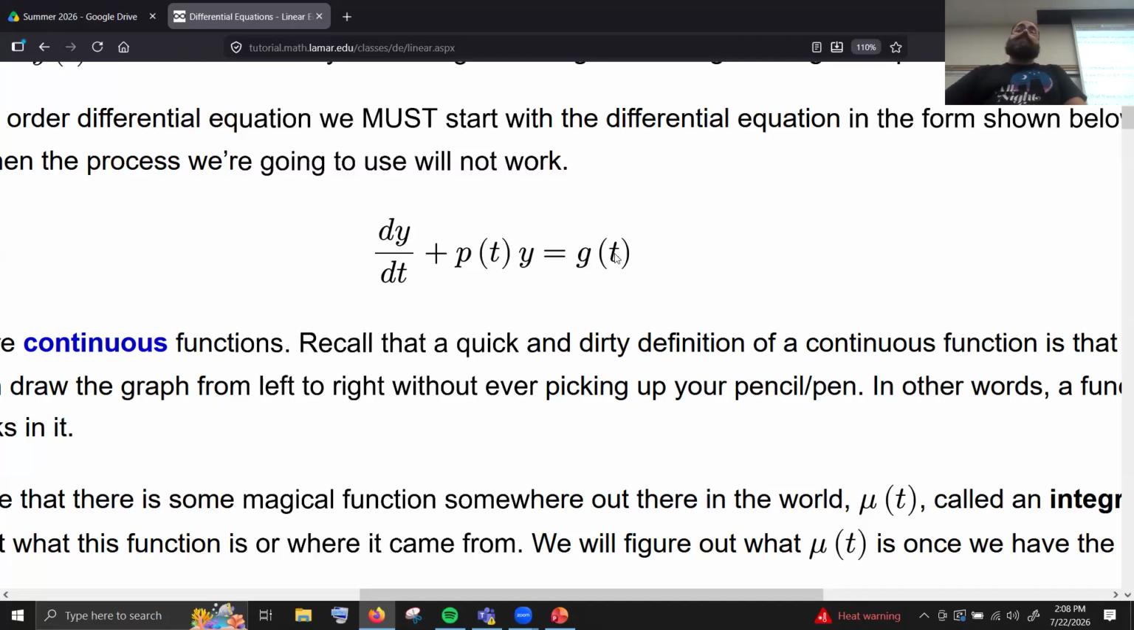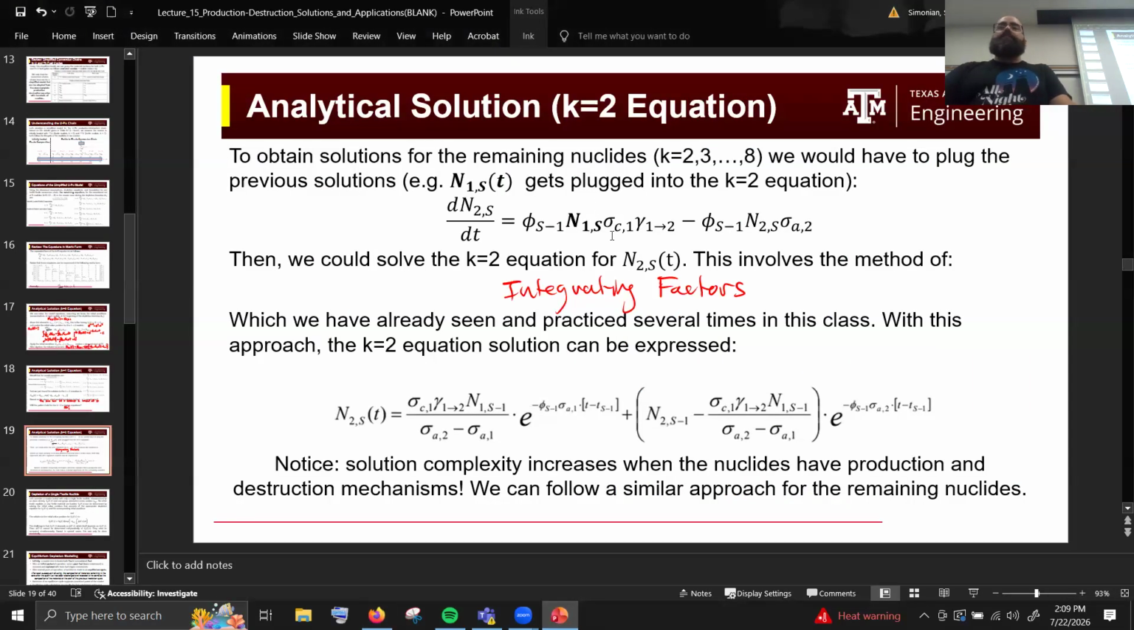If g of t was 0, then this is just another separable differential equation, where I could move the p of t times y over, divide by y, multiply by dt, and integrate both sides. I would have an easy time solving that as long as p of t was easy to integrate. But this g of t being there is like what we have here with N1 of S, because N1 of S is a function that depends on time, like an exponential time-decaying function. So this term is like my g of t, and this term is like my p of t times y.